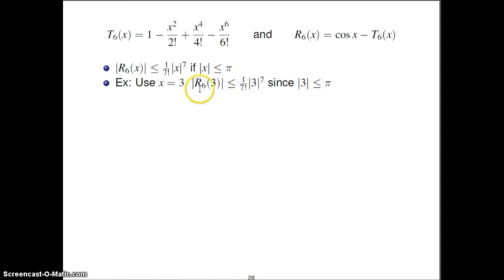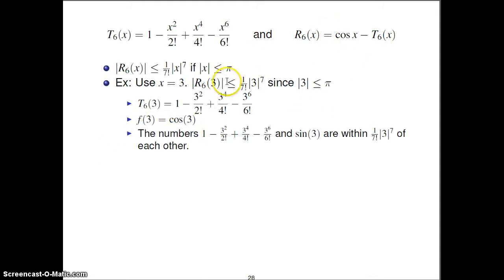Well, r sub 6 of 3, let's plug in a 3 here, says cosine of 3 minus t sub 6 of 3. So we'll compute t sub 6 of 3. That means just plug in a 3 for the x's that are here. And we'll compute cosine of 3, although we won't really compute, but just write that. And then the point of this inequality is that these two numbers, this first number right there, and then, this should say cosine, not sine, that's a typo, but so this number and then cosine of 3 are within this number right here. So I rewrote that right there, of each other.